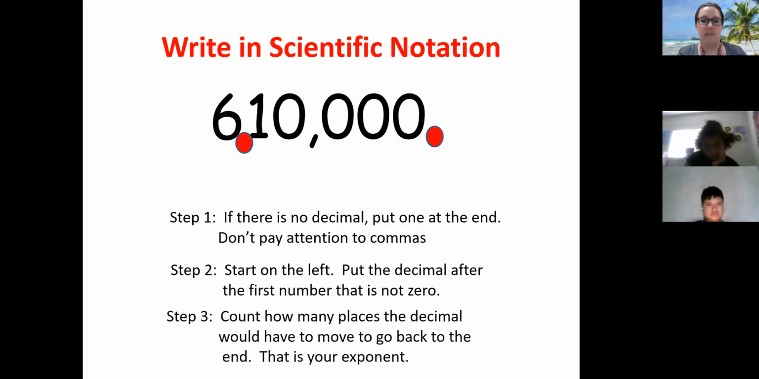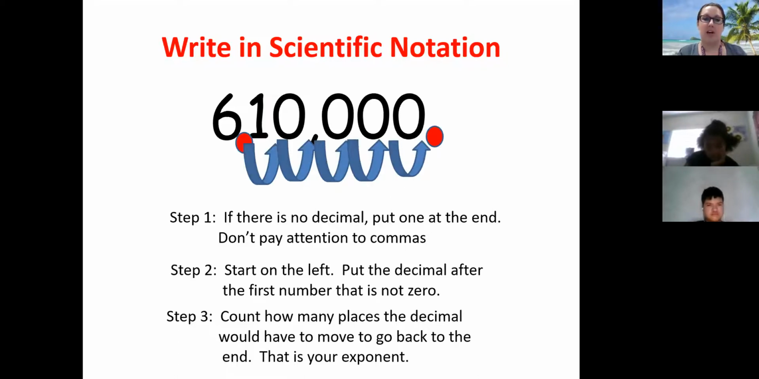So to find our exponent, you move the decimal from the front decimal to the back decimal. So we're going to go 1, 2, 3, 4, 5. So the final answer for this would be 6.1 times 10 to the 5th. This might be a little confusing right now, but all we're doing in class is practicing.